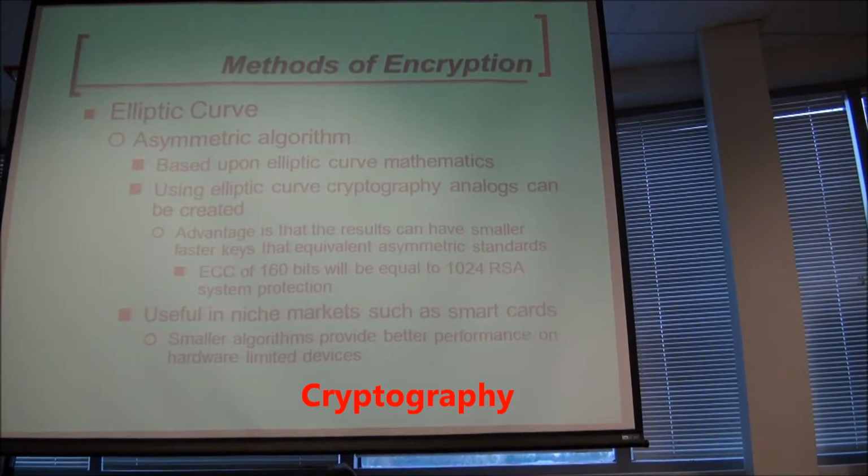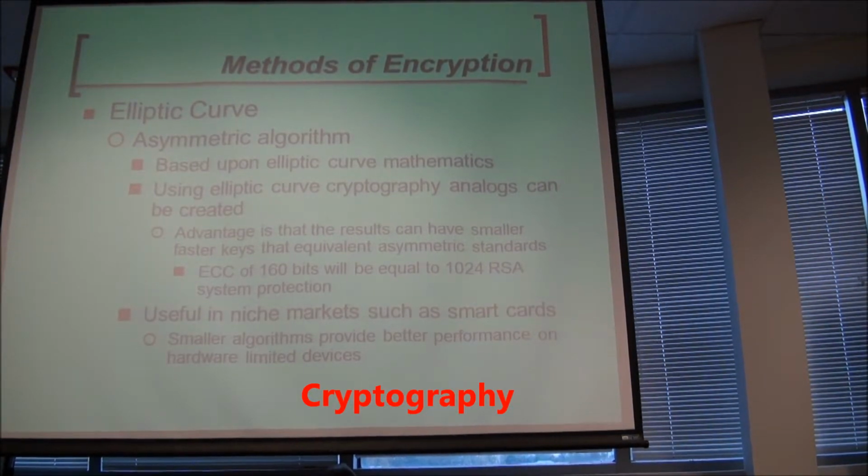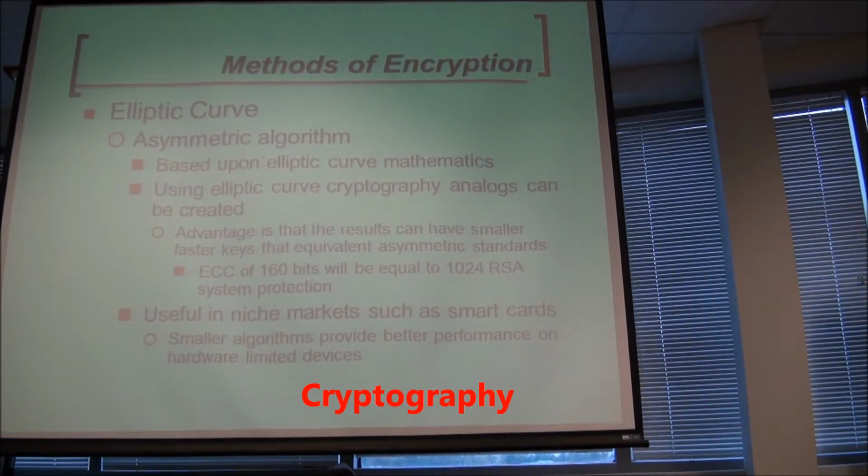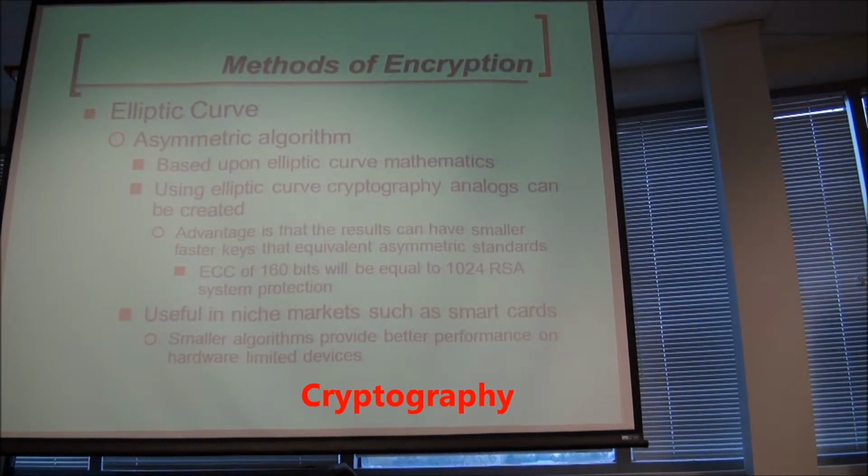You can have smaller and faster keys that are equivalent to asymmetric standards. So an elliptic curve of 160 bits will equal that of a 1024-bit RSA key. You will see these sometimes on smart cards. Note these keywords here: provide better performance on hardware limited devices. What is a hardware limited device? Cell phones, smartphones. Smartphones can possibly use elliptic curve.